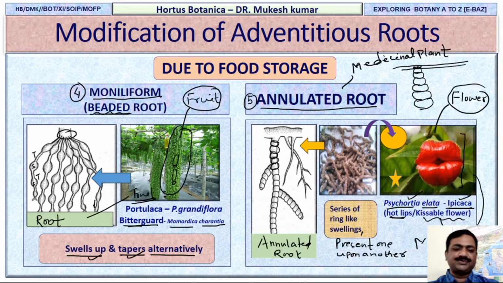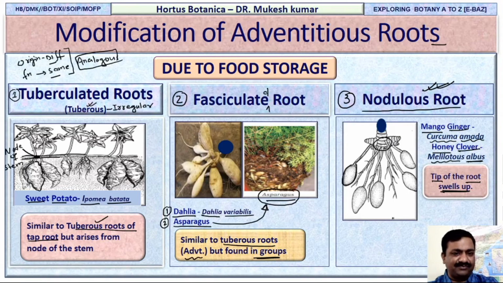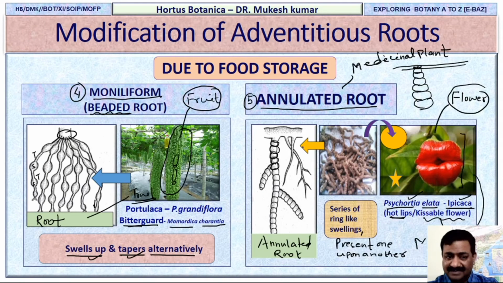Fine. So in this way, we have studied the 5 types of modified adventitious root due to food storage. Just recall once again. First was tuberous root, second was fasciculated root, third was annulated root, right? Fourth one is moniliform, and fifth one is nodulose. So due to food storage, adventitious root modifies into these 5 forms.